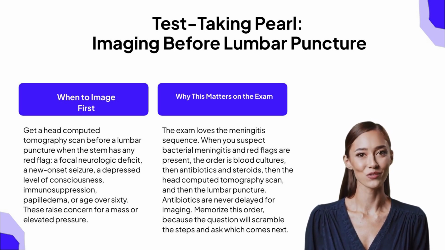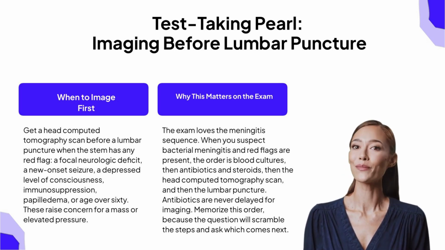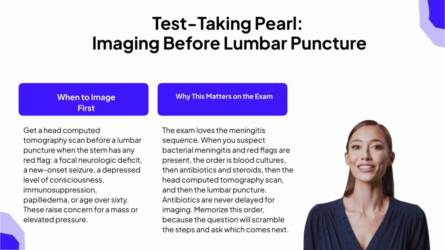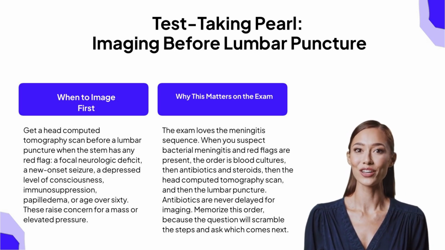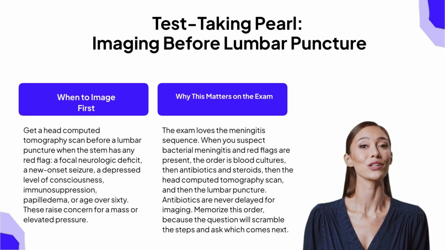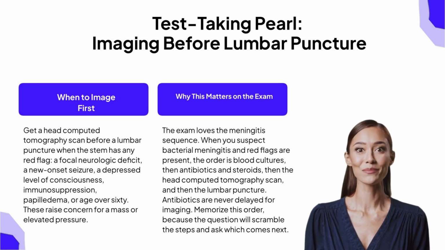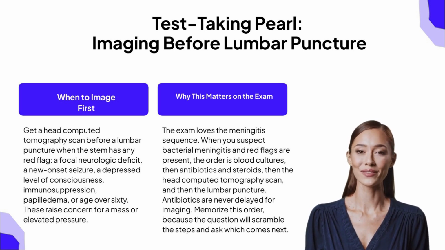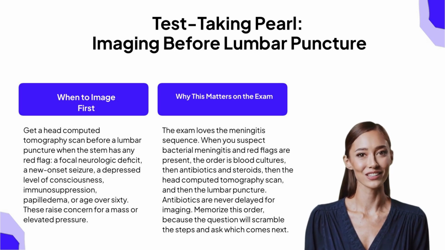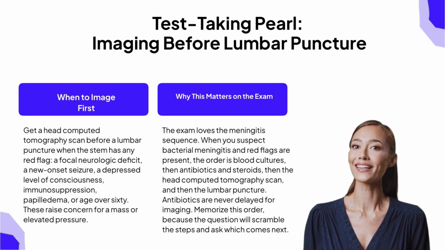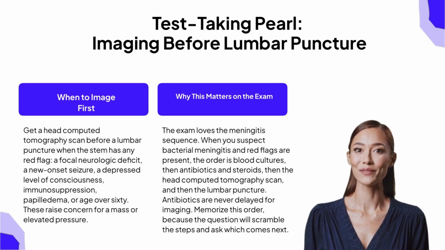Now here is the sequence the exam loves to scramble. When you suspect bacterial meningitis and red flags are present, the order is blood cultures, then antibiotics and steroids, then the head-computed tomography scan, and only then the lumbar puncture. Notice that antibiotics are given before imaging, because treatment is never delayed for a scan. Memorize this exact order, because the question will rearrange the steps and ask you which one comes next.